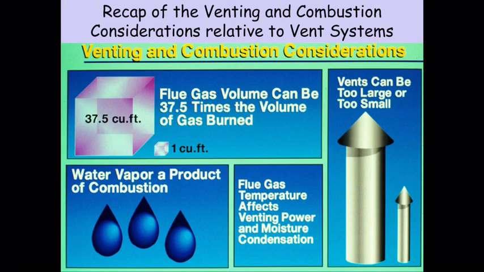All right, so let's take a look at a little recap on this, some of the considerations relative to our vent system. So we know that we're going to have a high volume of gases. Our flue gases can be fairly high. You burn a cubic foot of natural gas, you could easily have 37.5 times the volume of gas if you consider the dilution air, the combustion air, the excess air, all those things.